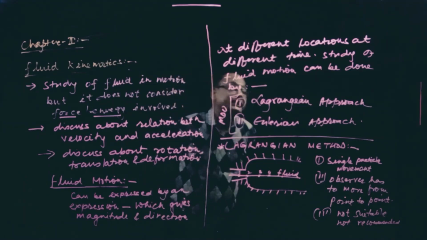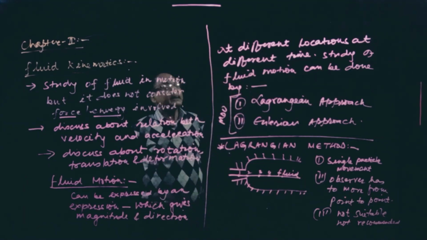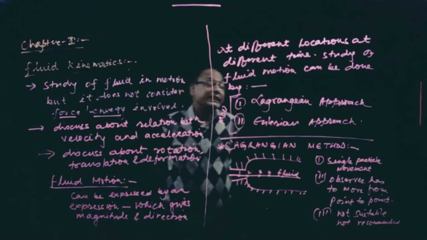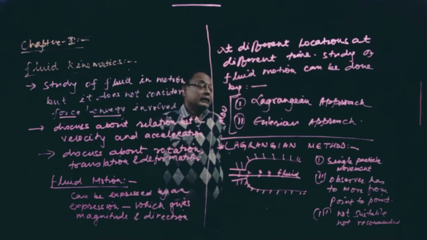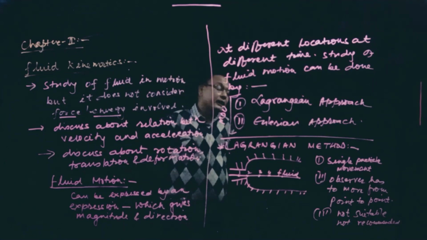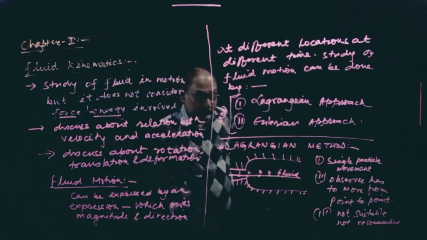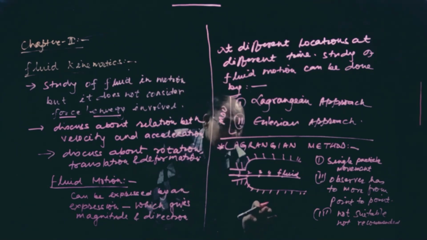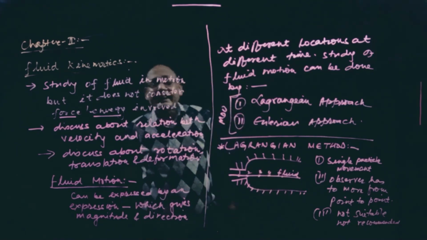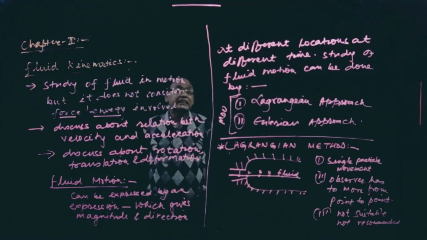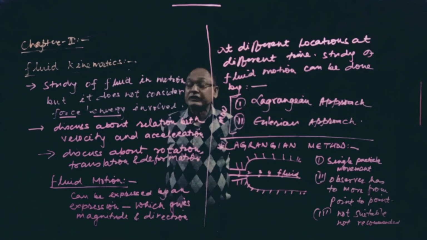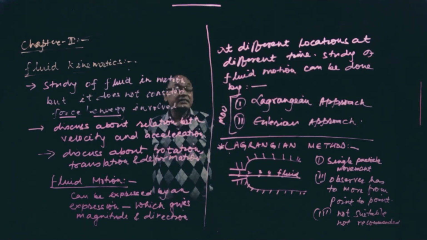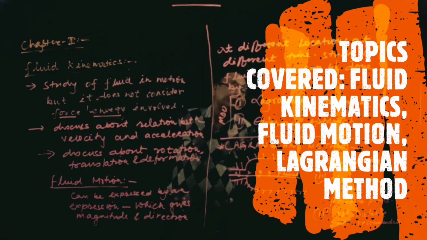One is called Lagrangian method, another is called Eulerian method. In the Lagrangian method, a single fluid is being observed, and the observer has to move from point to point. It is not suitable because, see here, expressions are there. That expression I am going to discuss in the next class. Okay, so in the next class we will see the velocity and acceleration relations of the Lagrangian as well as the Eulerian approach.